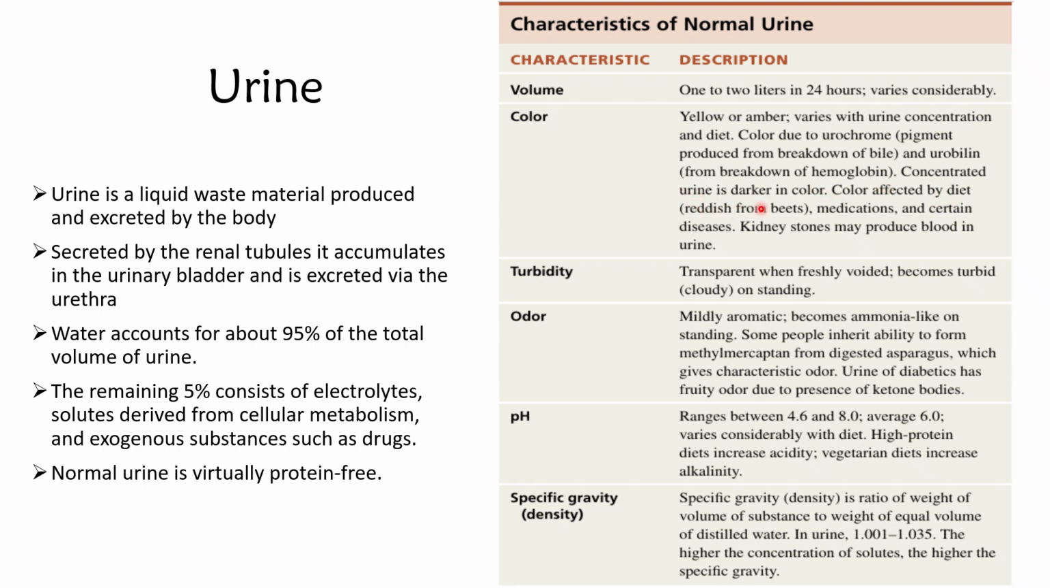Then concentrated urine is darker in color. The color can be affected by diet, for example, reddish from beets, then medications and certain diseases. Kidney stones may produce blood in the urine. Then turbidity. Usually transparent when freshly voided, it becomes turbid, meaning cloudy, on standing.